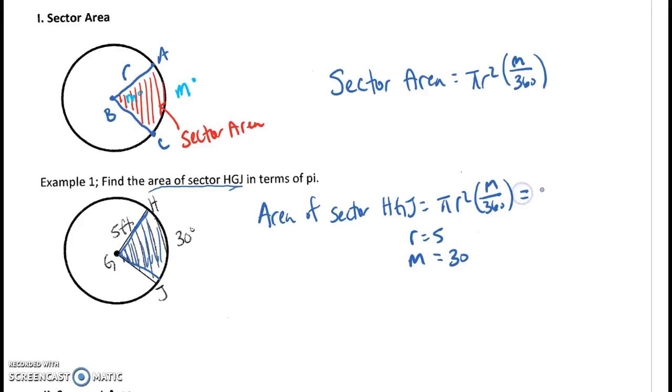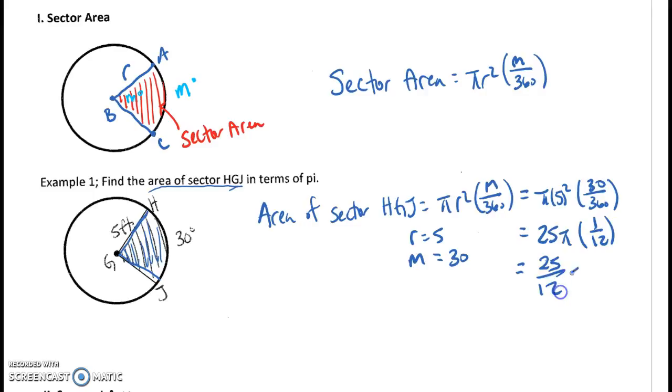So this is going to be pi times 5 squared times 30 over 360. Now I want you to leave your answer in terms of pi, so you want to make sure you don't round your fraction. So you want to be careful with that. So we're going to get 25 pi times 30 over 360, which I could actually reduce down to 1/12. So then my final answer is going to be 25 over 12 pi. Again, this is area, so it's going to be square units. All right. So again, leave your answer in terms of pi as an exact answer. Reduce that fraction. Okay? And that is sector area.